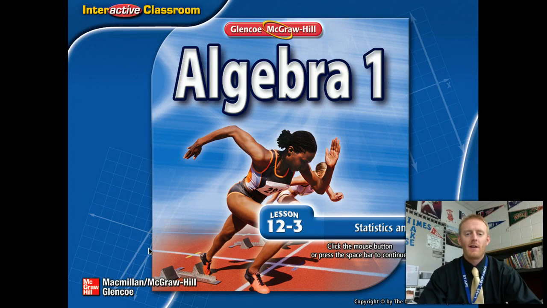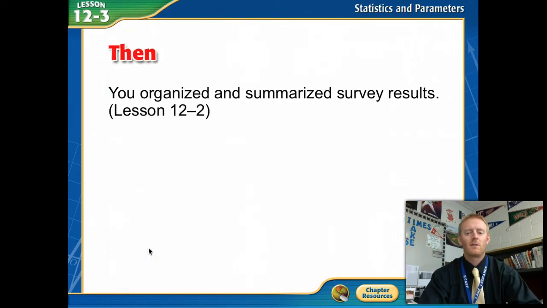All right, ladies and gentlemen, we have 12.3, statistics and parameters. This is getting into more intense types of statistics instead of the stuff that we've already learned from previous classes. So we have a ton of vocabulary words to help us out.